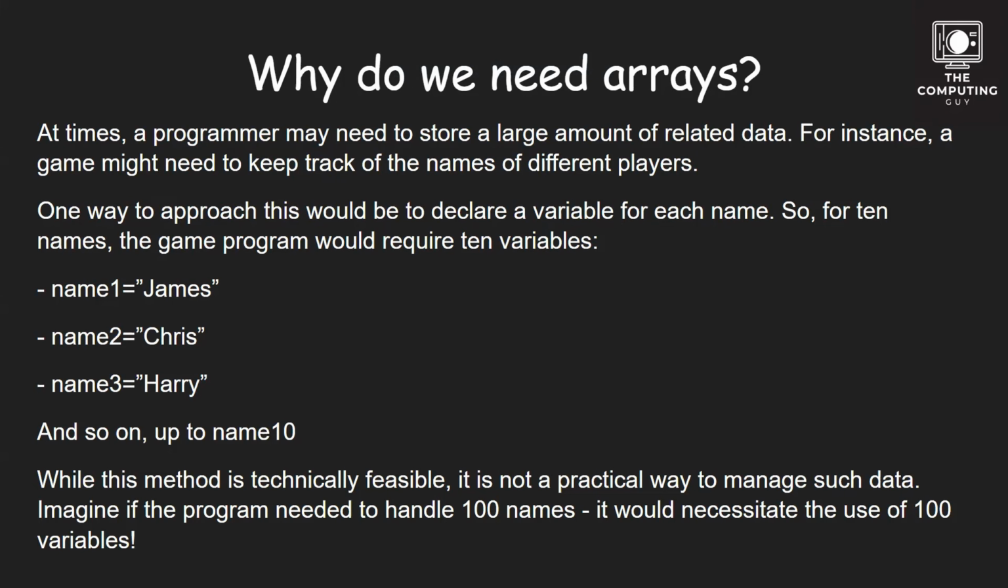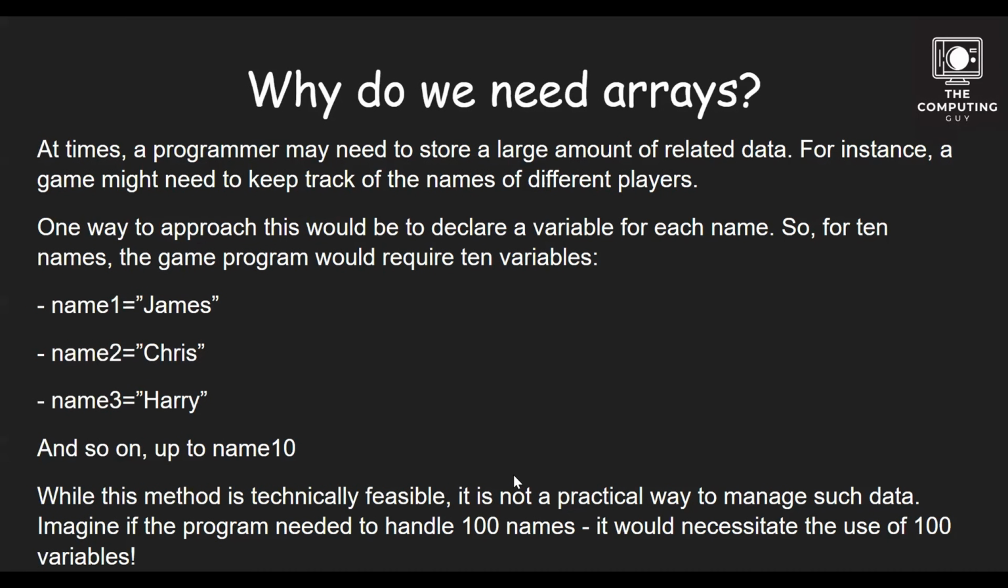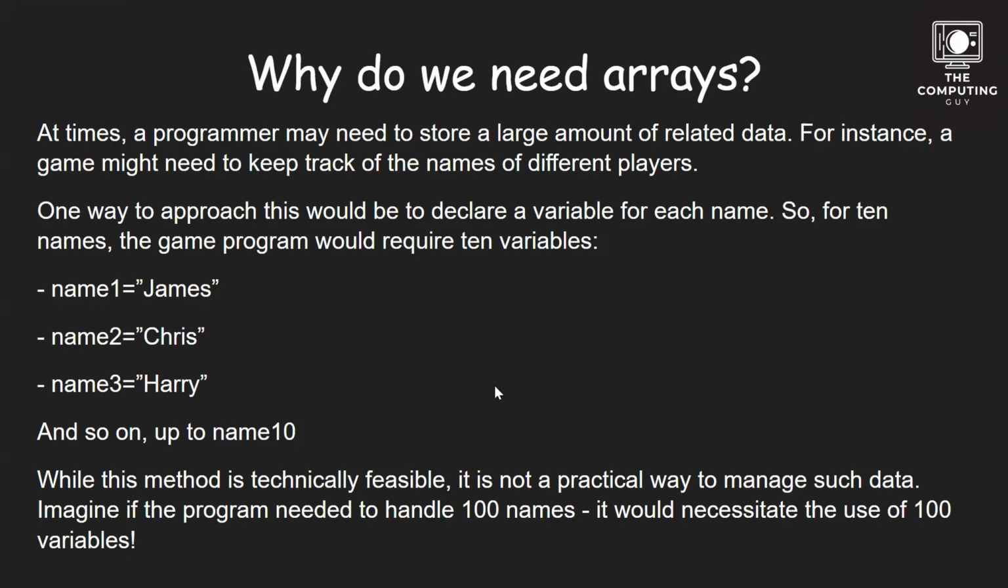As you can see in the example, we've got name1 is equal to James, name2 is equal to Chris, and name3 is equal to Harry, and so on. And this can go all the way up to name10. Now with this method, obviously we can see that it's time-consuming, and it can become very difficult to manage the data. Say if we had a program for a school and there's hundreds of names, how could we do this without taking a lot of our time and data in the program? So this is where an array will be useful to us.